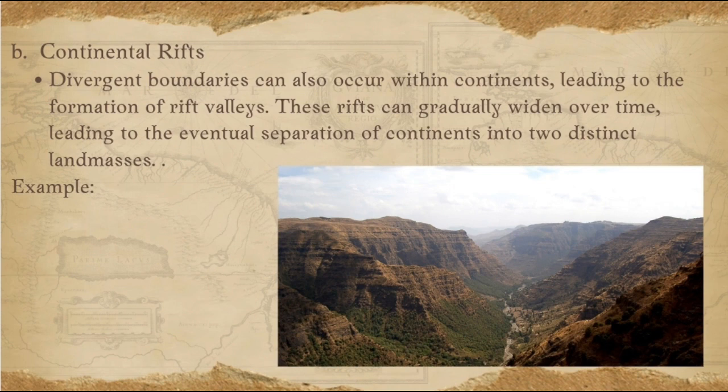Now, for the continental rifts, divergent boundaries can also occur within continents, leading to the formation of rift valleys. Rift valleys are long, narrow valleys that are formed as the continental plates move apart. These rifts can gradually widen over time, leading to the eventual separation of continents into two distinct land masses. The East African Rift Valley, which is in the picture below, is an example of a continental rift in the process of pulling apart the African plate.